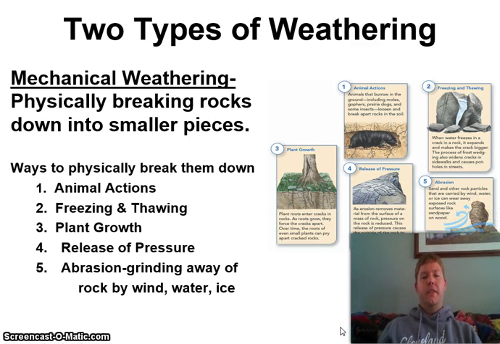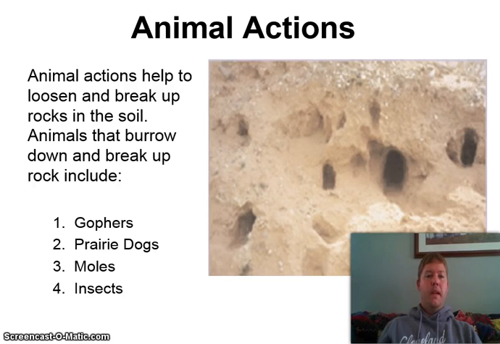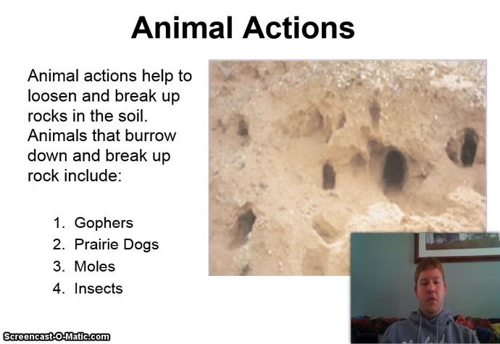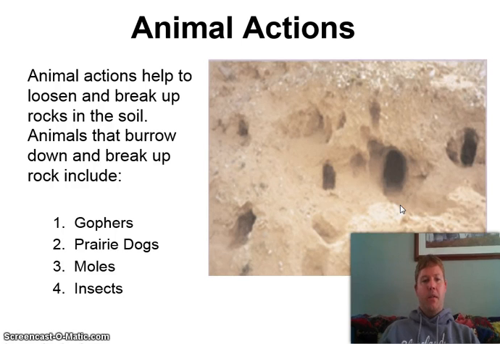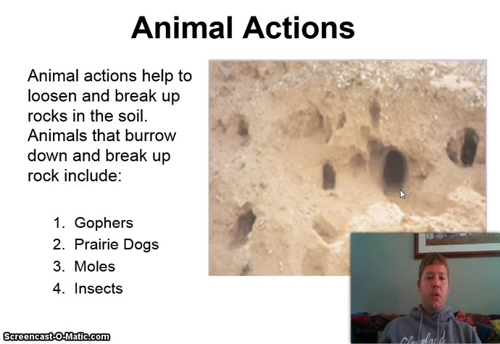So let's explore each of these just a little bit more. Animal actions. You guys know animals. We're talking about animals that are going down beneath the ground, burrowing down. So we're talking about gophers and moles, prairie dogs, insects. So all of these critters that go down under the ground, mice, they're going to slowly break up the rocks in the soil. And that is what's breaking them down. And that is your physical breakdown of the rocks through animal actions.